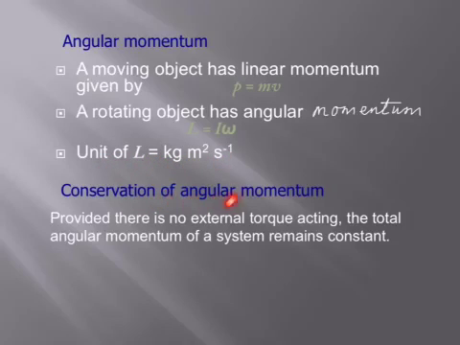Conservation of angular momentum says provided there is no external torque acting, the total angular momentum of a system remains constant. So notice, instead of saying no external force, he says no external torque, which is important.